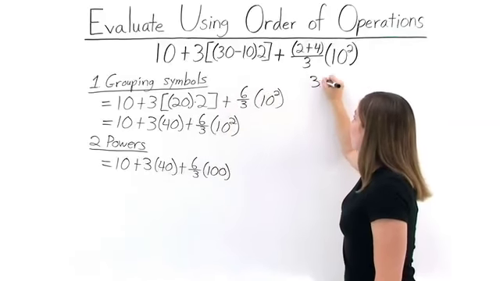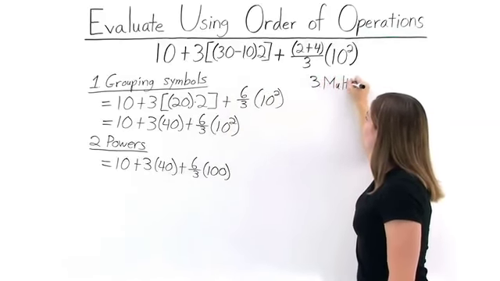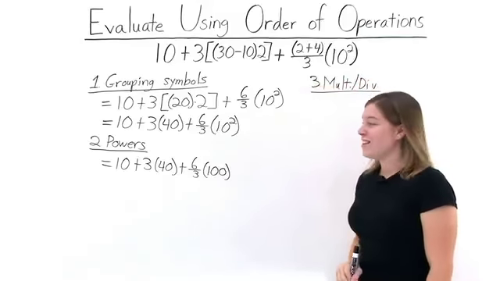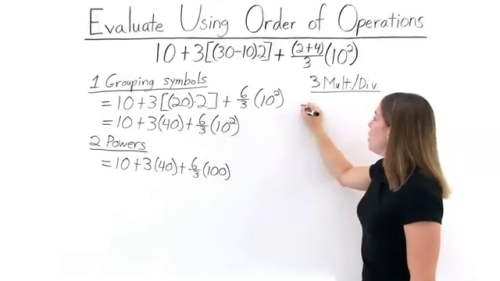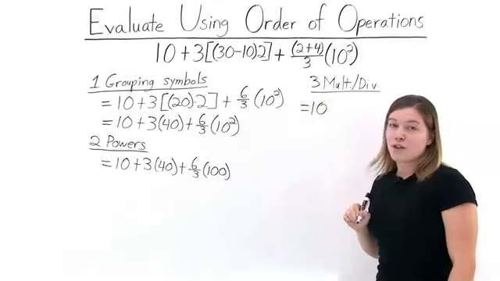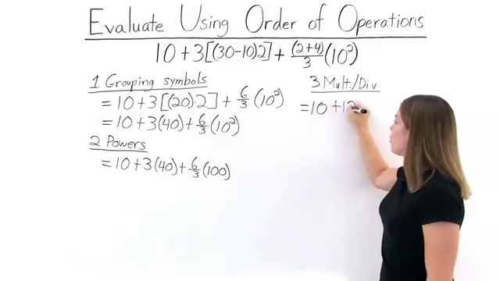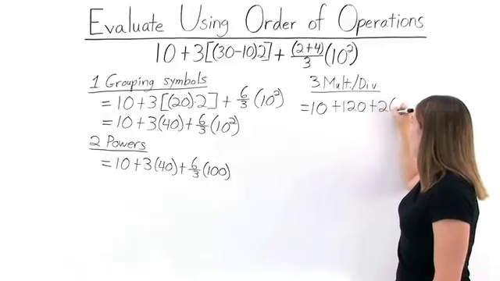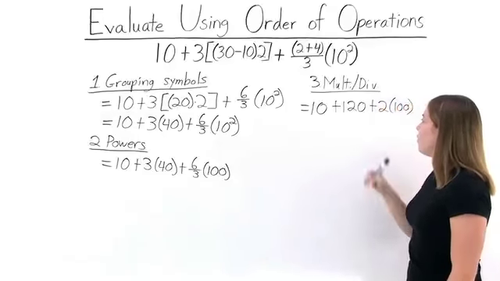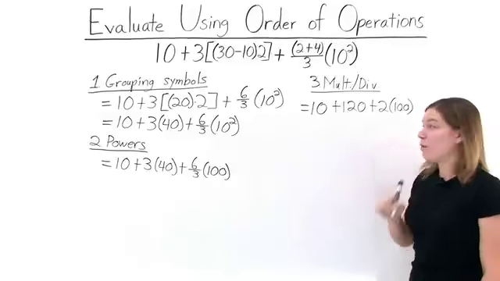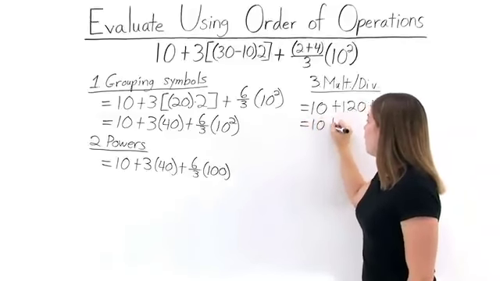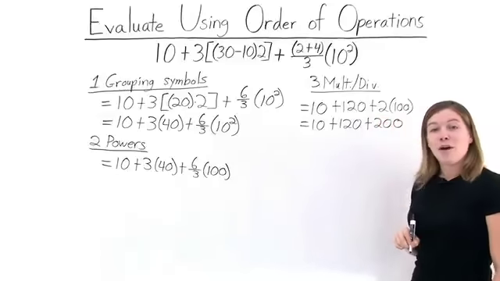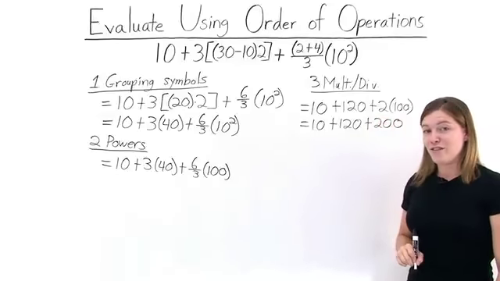The third step in the order of operations is to multiply and divide from left to right. So let's do that. 10 is all by itself, so we just rewrite it. Then we take 3 times 40, which is 120. Then 6 divided by 3 is 2, and we rewrite 100. Well, now we need to multiply together 2 and 100. So we have 10 plus 120 plus 200. Now we've eliminated all of our multiplications and divisions.